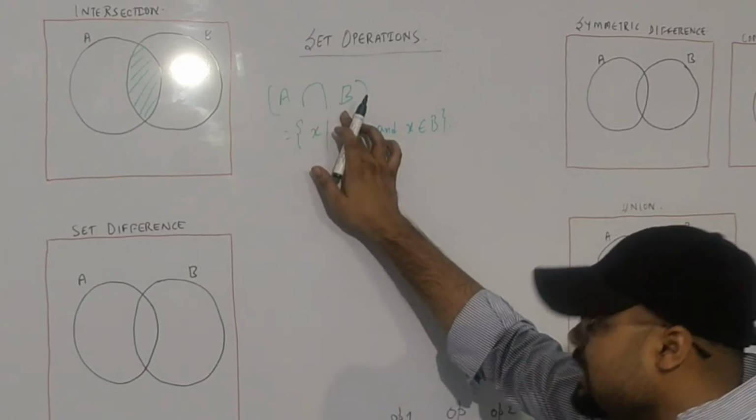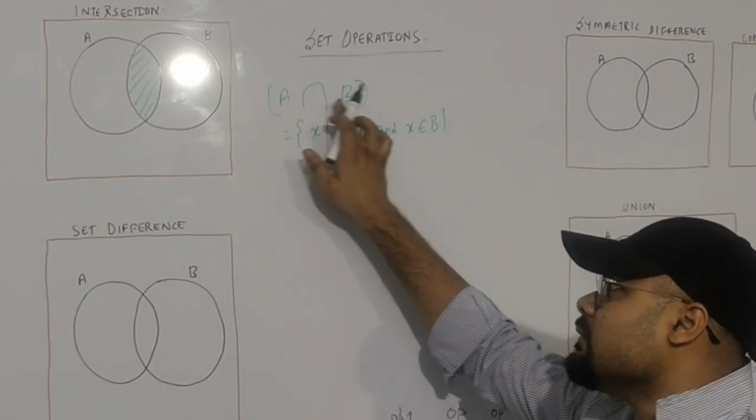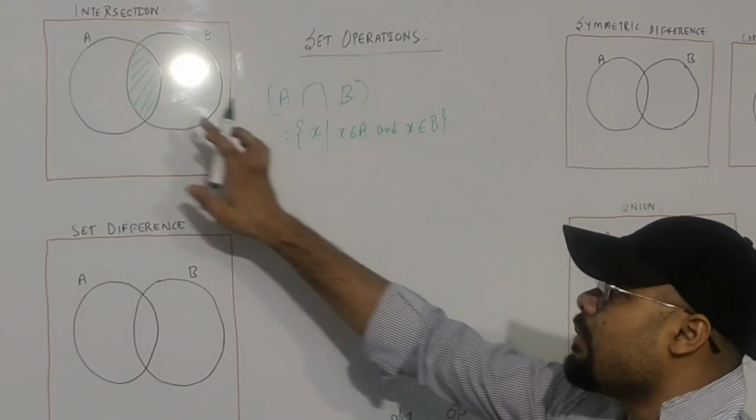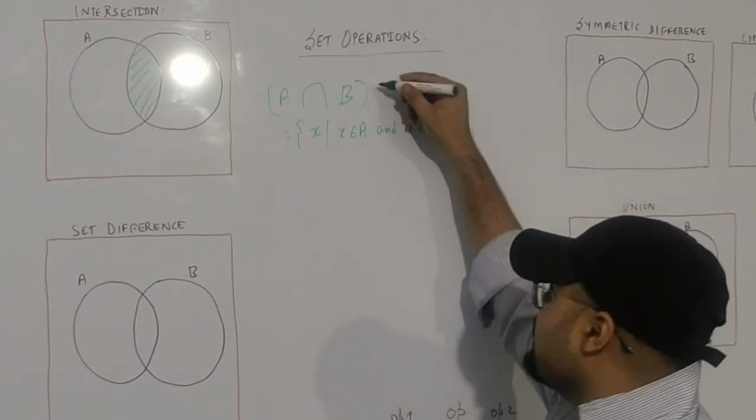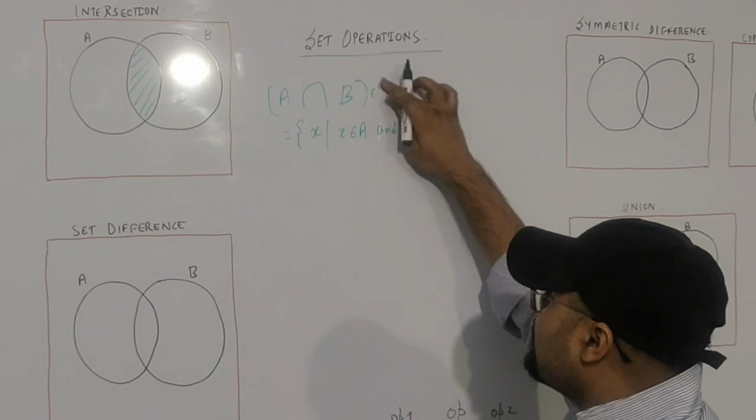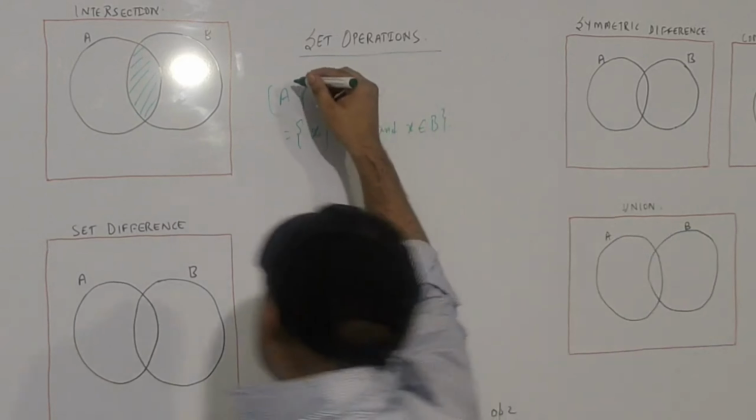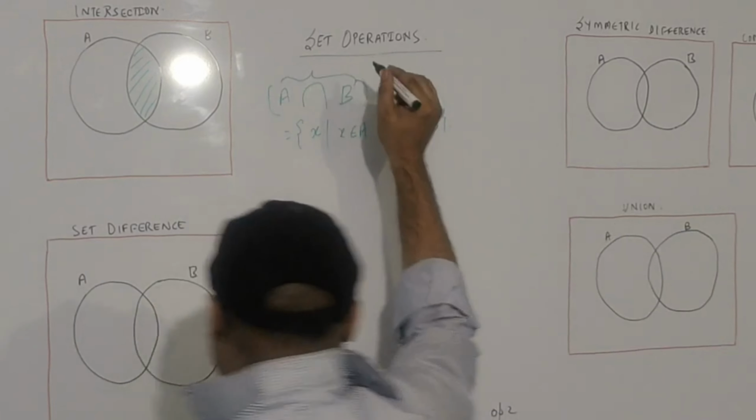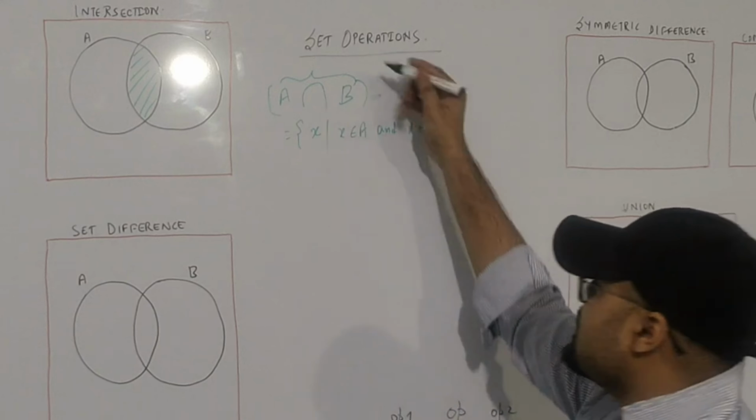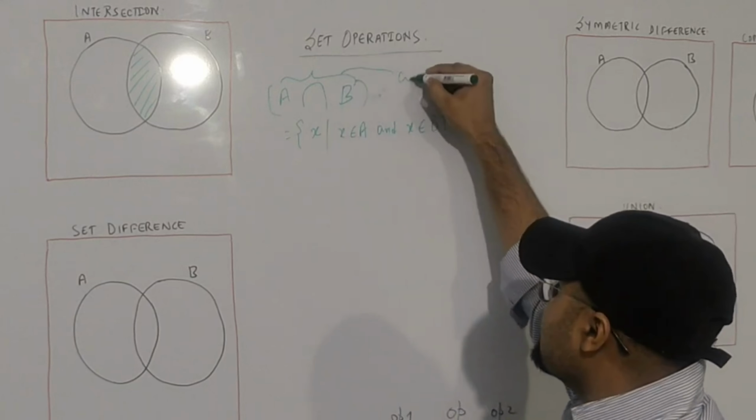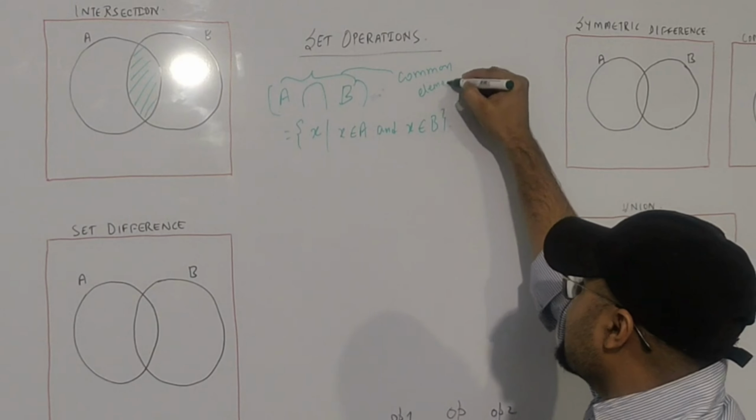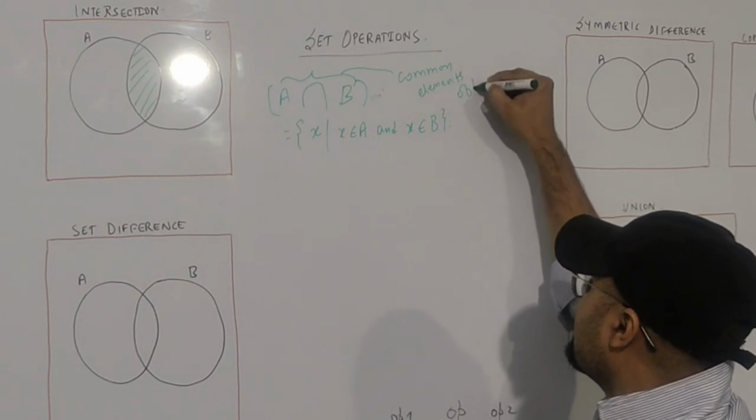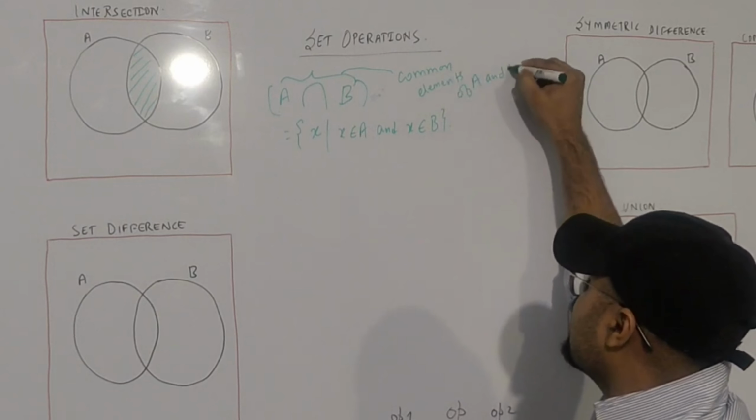So A intersection B is a set, and the elements of this set are the common elements of A and B.